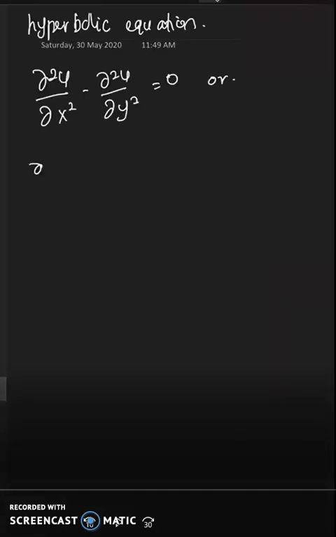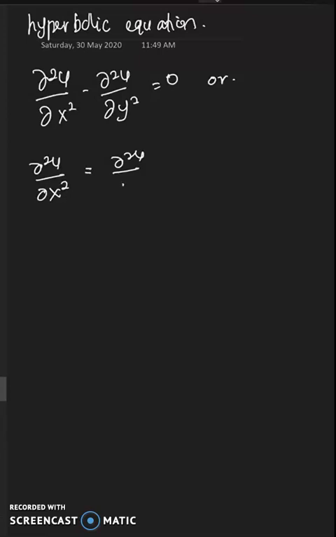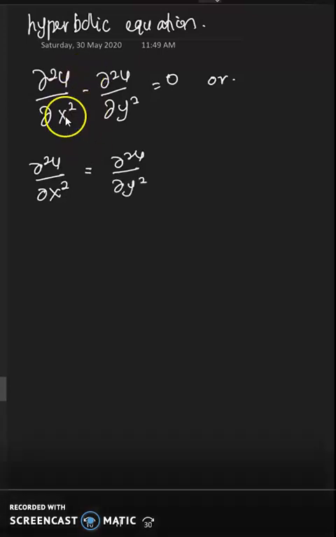Now, the last type of partial differential equation is the hyperbolic equation. So what is a hyperbolic equation? In a hyperbolic equation, u is a wave that depends on the space x and y. It can also depend on time, but the condition is ∂²u/∂x² minus ∂²u/∂y² equals 0.